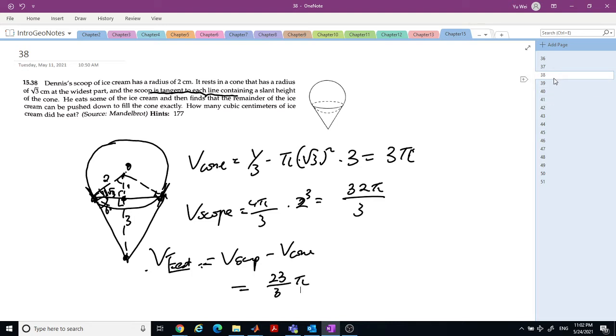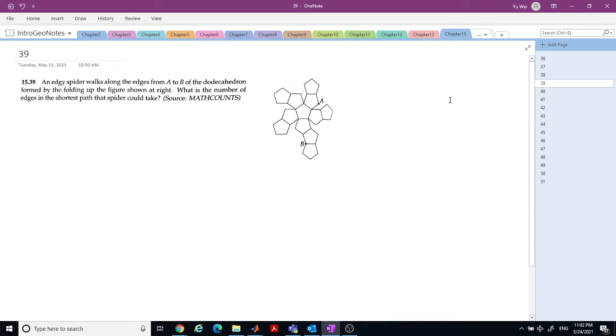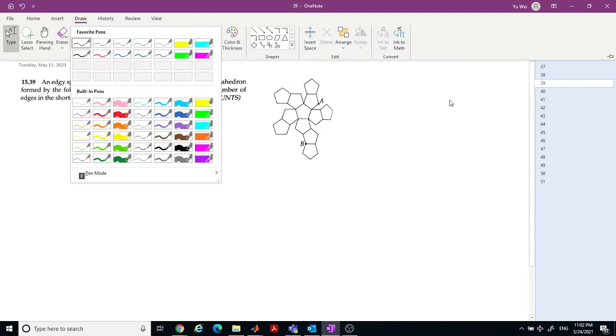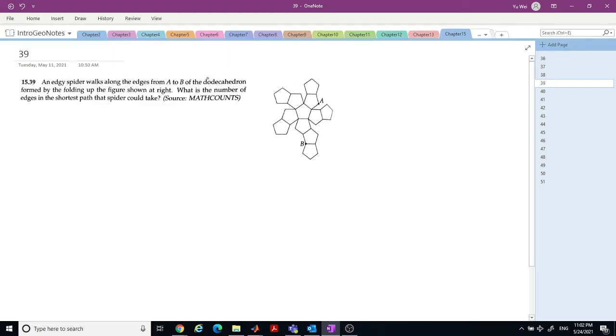Next is the folding problem, the folding things, right? The dodecahedron has 12 faces. So it has 12 equal faces. Here is the 6th face, right? Here is another 6th face.